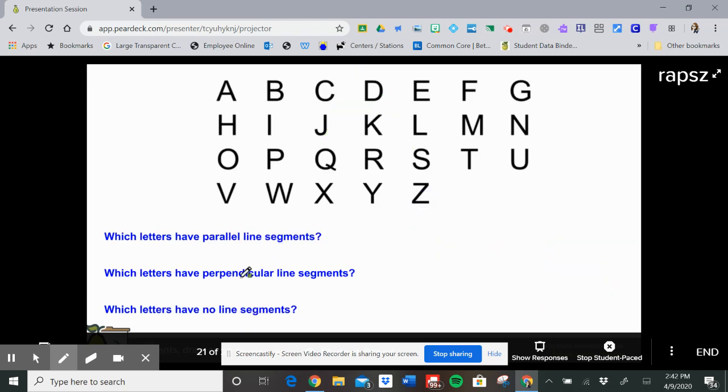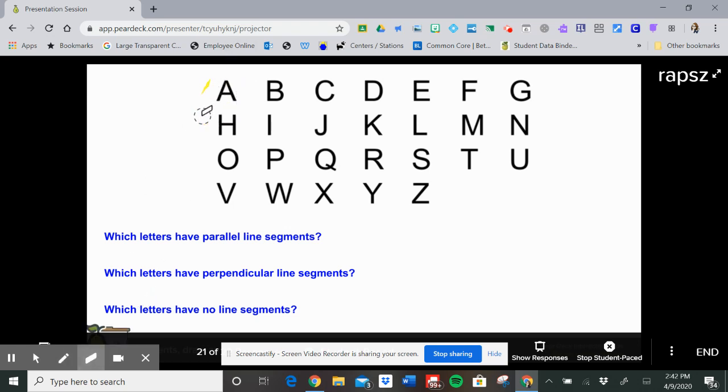The alphabet. This one, for the most part, you got fine. Some of you, I don't know why, a lot of you, not most of you, but a lot of you are confused about that A. The A does not have any parallel sides. It doesn't have any perpendicular sides. It's just 3 line segments. That's all.